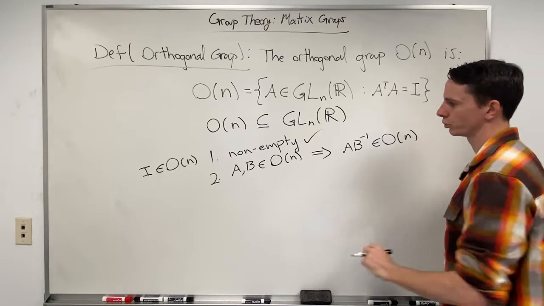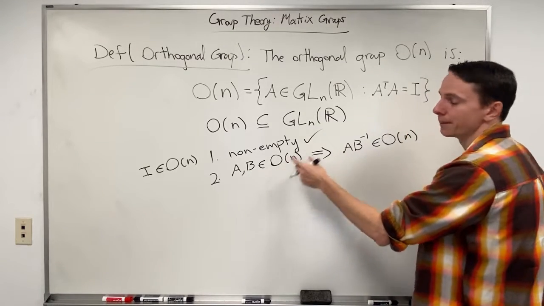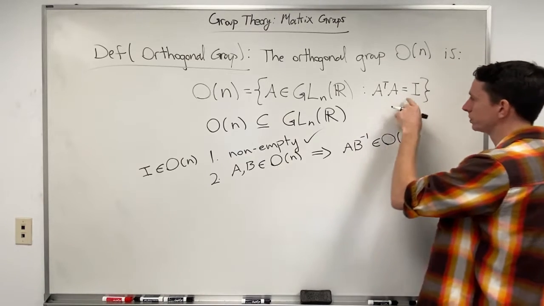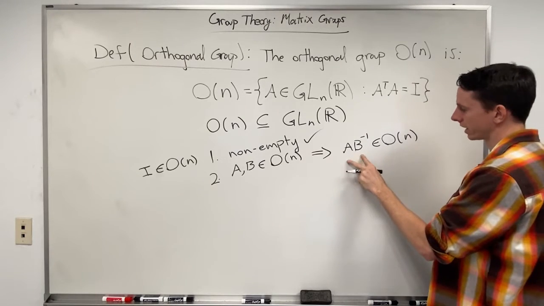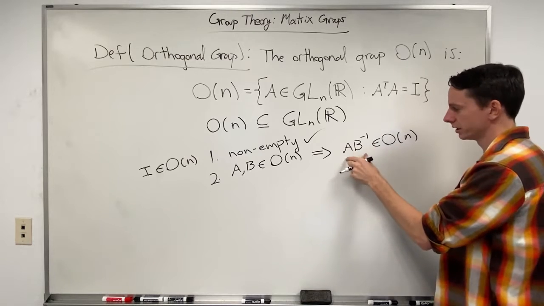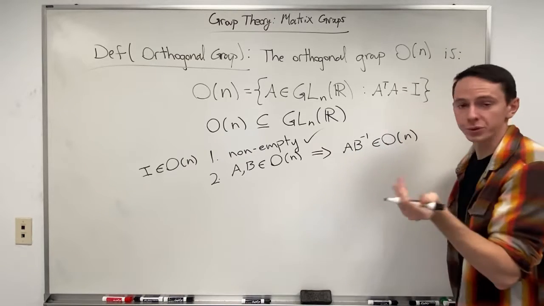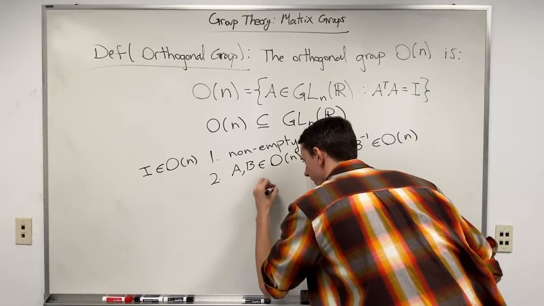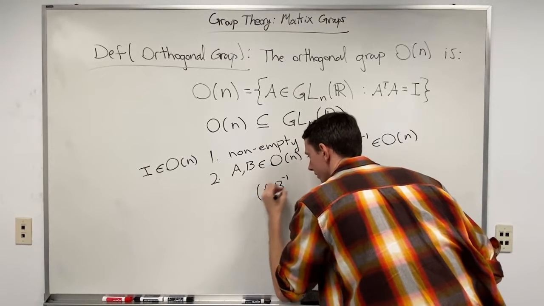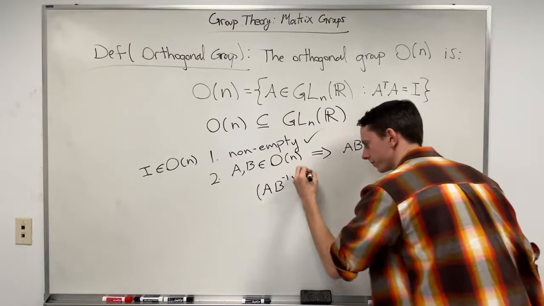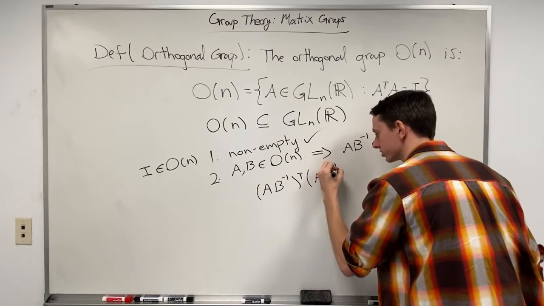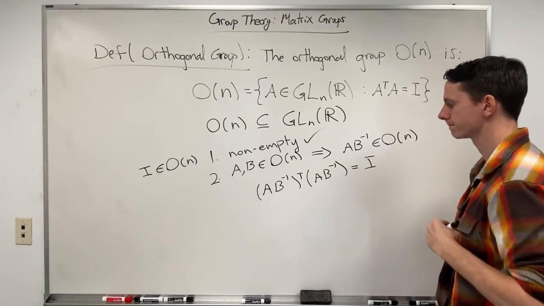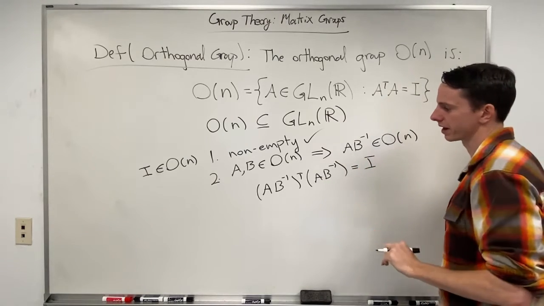So we know that A and B are in O of n, meaning that A transpose A gives us I, and also B transpose B gives us I. And we want to show that A B inverse, this product, is in O of n. So what we would need to do is show that this quantity, A B inverse, if we took its transpose and multiplied it by just A B inverse, we do in fact get I. So let's just go about doing that.